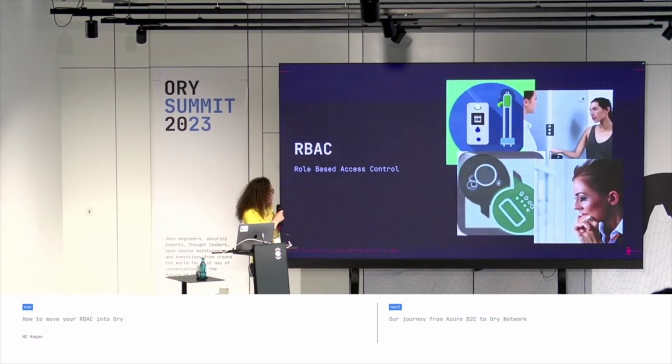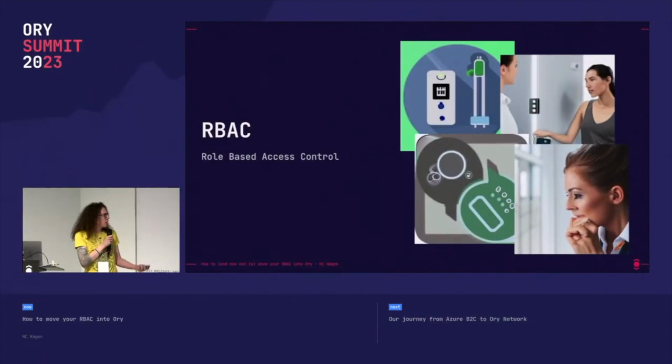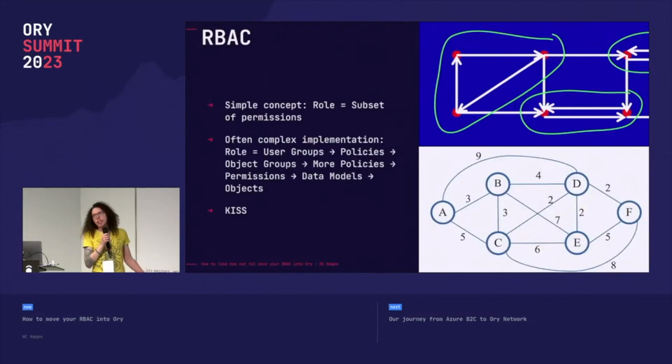So RBAC. I asked an AI to give me a visual representation of what role-based access control is, and it's just about as clear as the average response from a sysadmin, right? No, I'm joking. We love you, sysadmins, we love you. But the concept is quite simple, right? You want a role to be a subset of permissions.